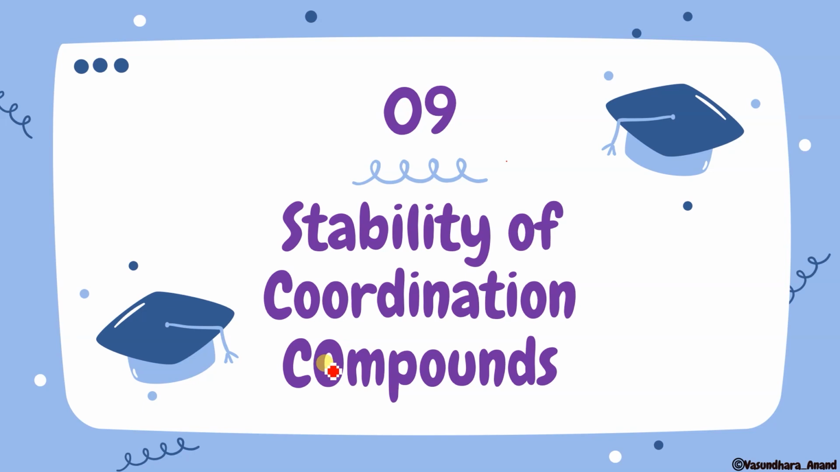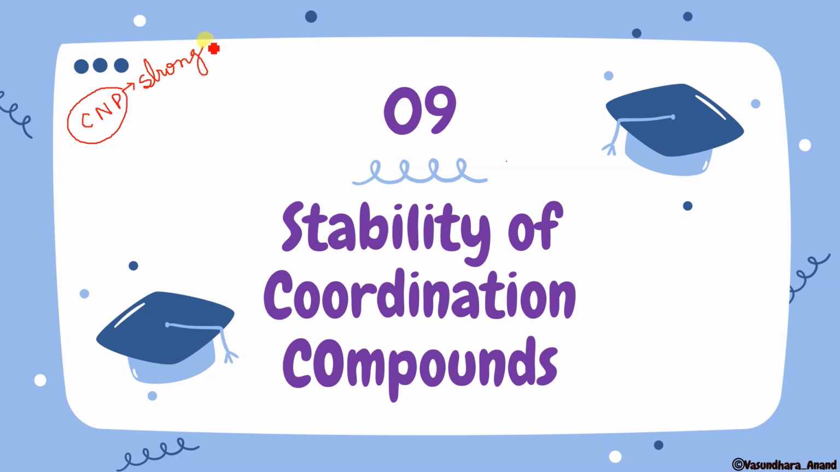There is also a small trick for that. If the donor atom in any ligand is carbon, nitrogen or phosphorus, C, N, P, then it will be a strong ligand. Yes, this will be considered a strong ligand.